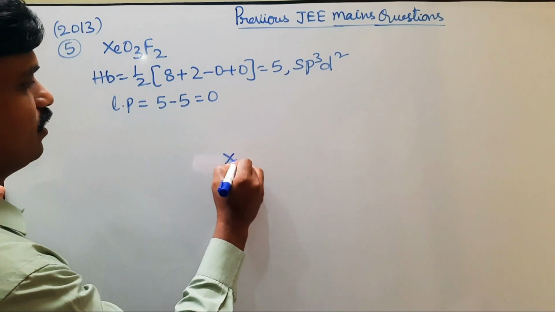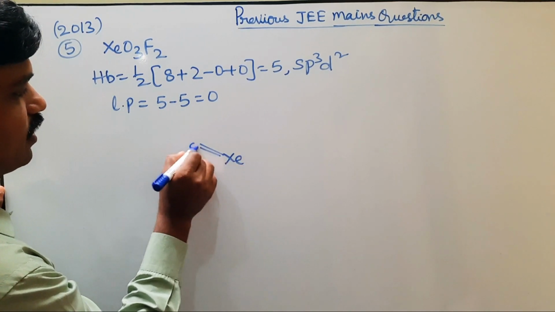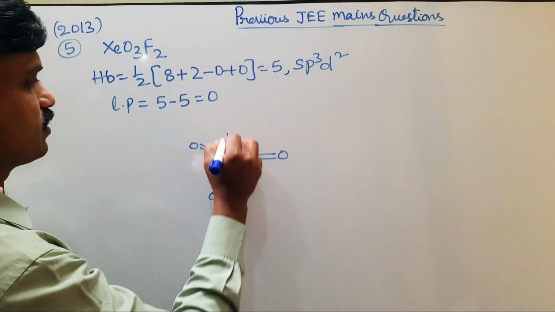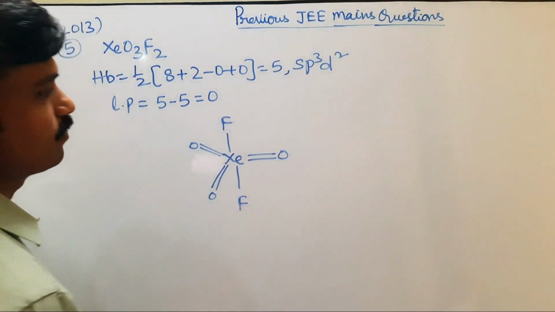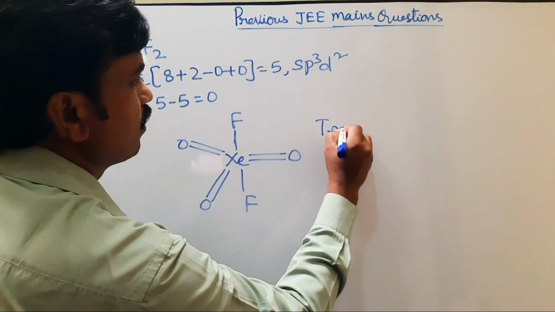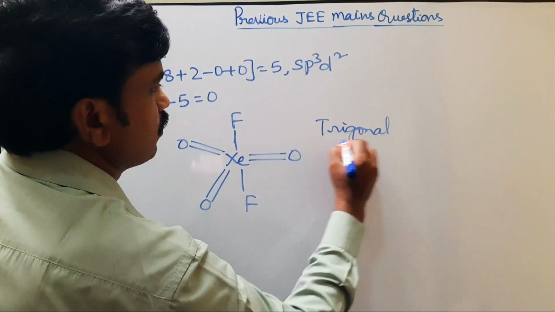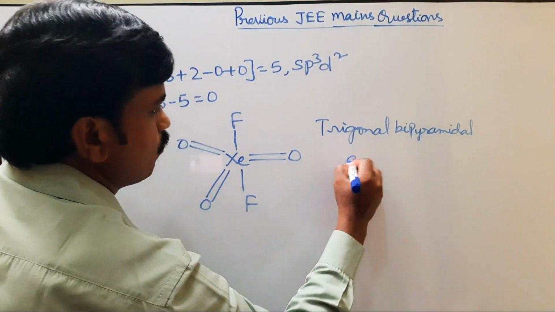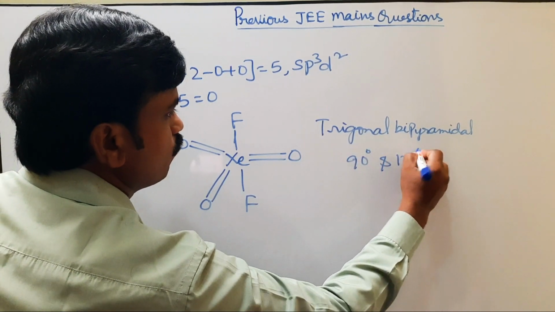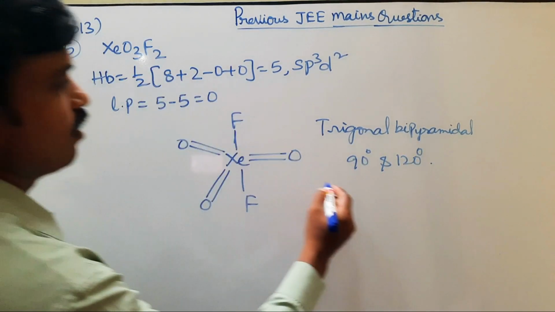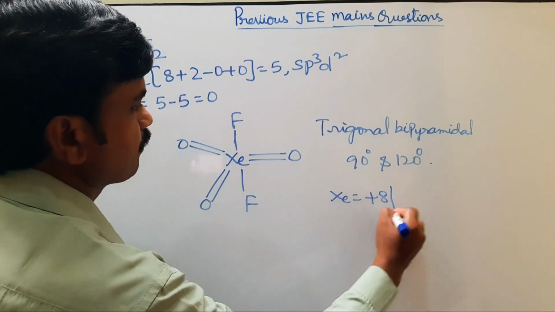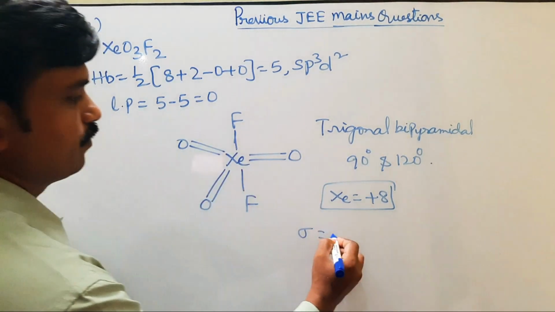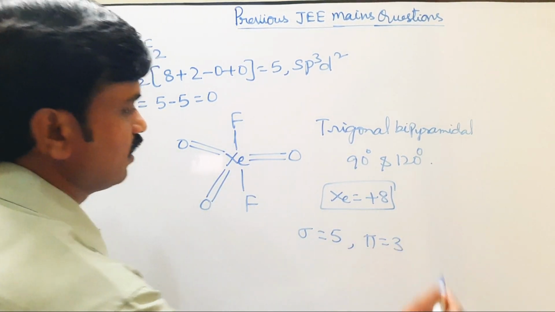Now the structure of XeO3F2 is Xe double bonded to O, double bonded to O, double bonded to O, and 2 fluorines above the plane and below the plane. It is trigonal bipyramidal. Bond angles of 90 and 120 are possible. The oxidation state of the central atom xenon is plus 8. And the sigma and pi bonds in this molecule: sigma bonds are 5 and pi bonds are 3.